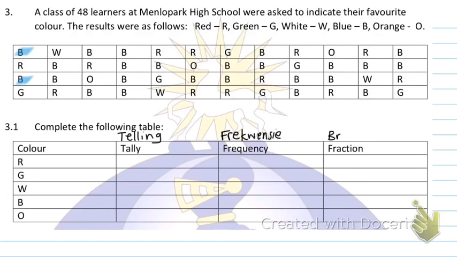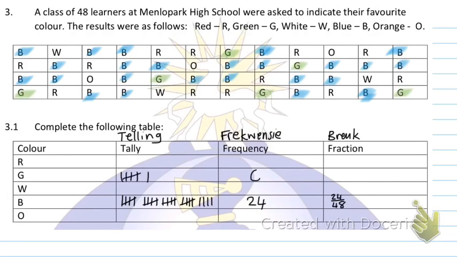So I mark all the B's with blue, and then I get the tally, the little lines, and I count the little lines to get the frequency. The frequency is a number, and that's going to be 24. To get the fraction, it's going to be 24 of the total, which is 24/48. And so I'm going to do each of them. I'm going to count them, write the tally, the frequency, and the fraction.